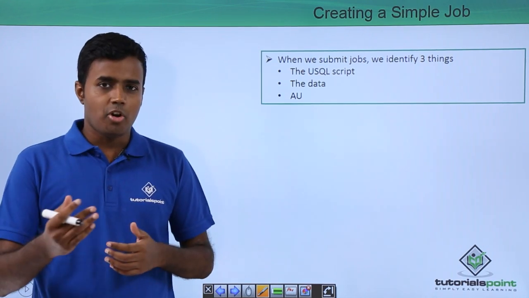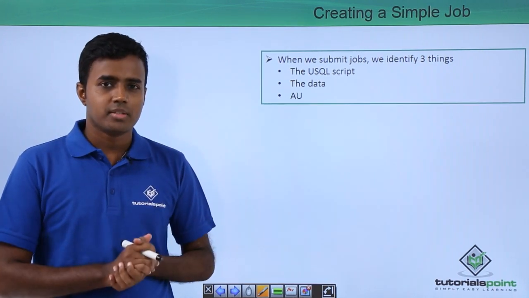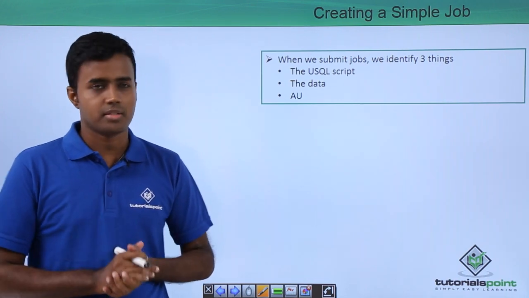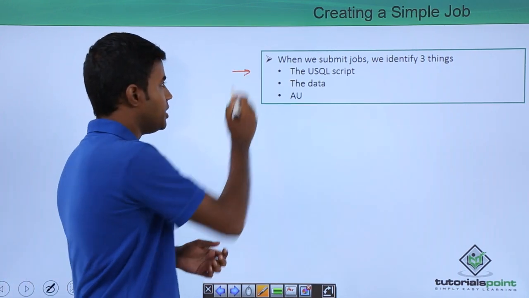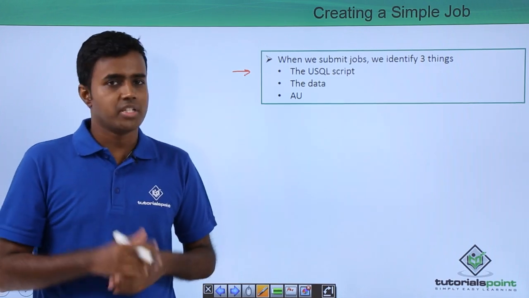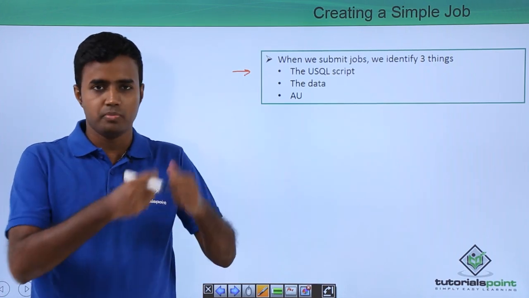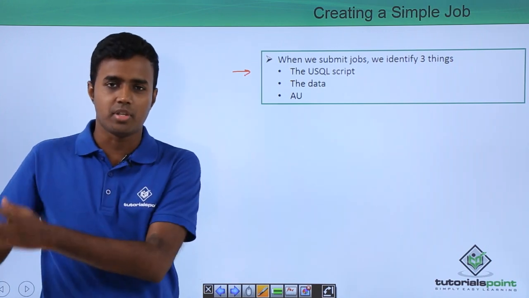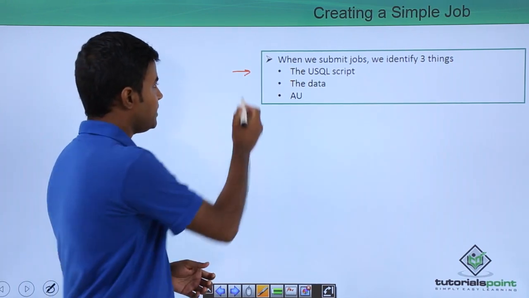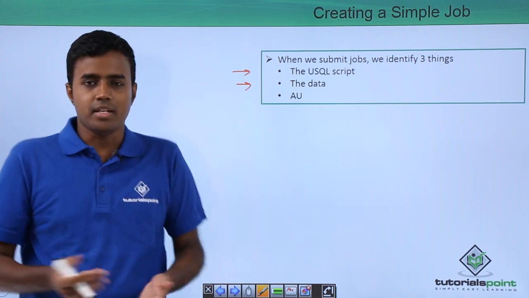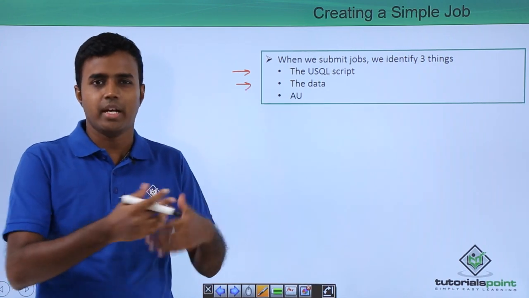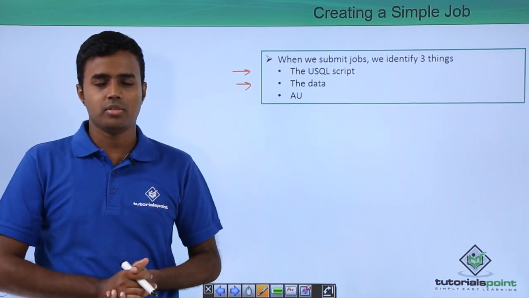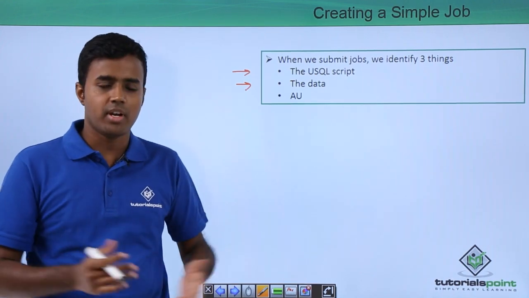Before submitting the job, you need to know a couple of things. When you submit a job, you specify three things. The first one is the U-SQL script itself, which is nothing but the code that you write to take data from one place, do some massaging and dump it into some other place. The second thing is the data itself. You need to have the data somewhere, probably on-premise, in a SQL Azure data warehouse or anywhere, or in Data Lake Store as well.